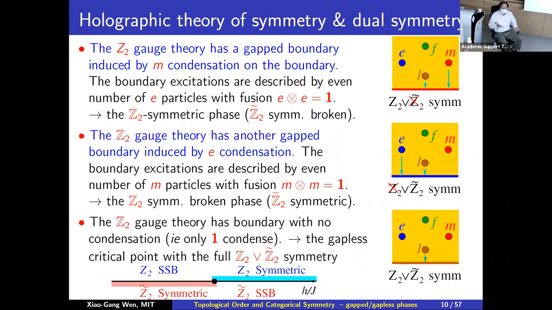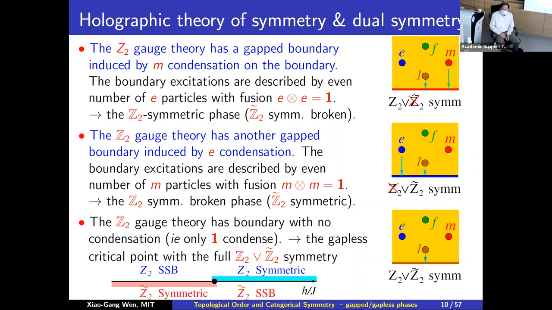Actually, that's another way to say that at the critical point, M and E do not condense. So only one condenses. That is another condensation pattern. Nothing condensed is one possible condensation. And they have full categorical symmetry. And this full categorical symmetry is actually gapless. It's the one with the full categorical symmetry gapless, representing the critical point. So that is the picture.